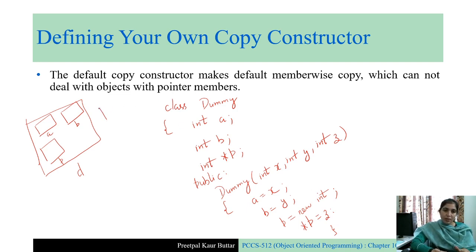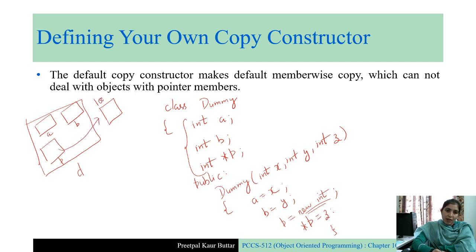So this new integer will not be part of this object. Why is this new integer not part of this object? Because this is not a data member. We have only three data members, A, B and P. So only these three are part of this object. Any extra memory which we are allocating inside any constructor is not part of the object. Although we can access that memory using this pointer, because this pointer will store the address of this memory.